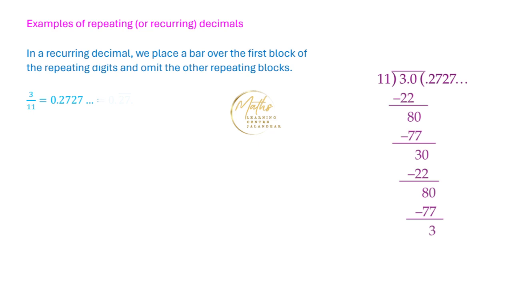So what we mean to say is that this number 0.2727 and so on, we can write in this form. This bar above this number represents that this block of digits, 27, is repeated again and again. So when we are writing the value of 3 by 11, we can write it like 0.27 bar, and what it implies is that this block 27 is repeated again and again.